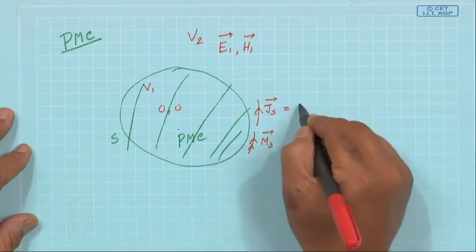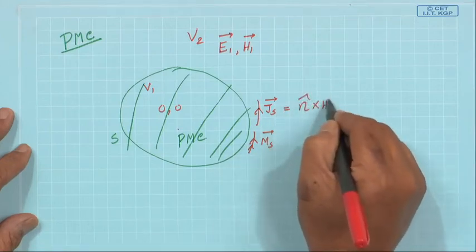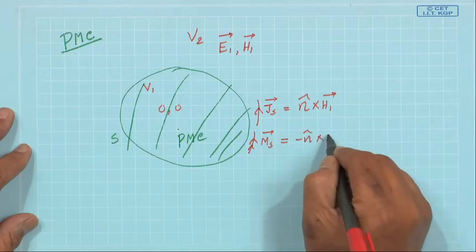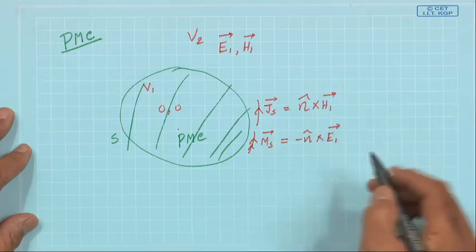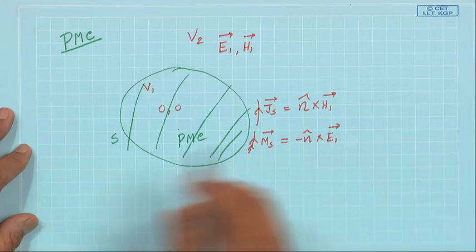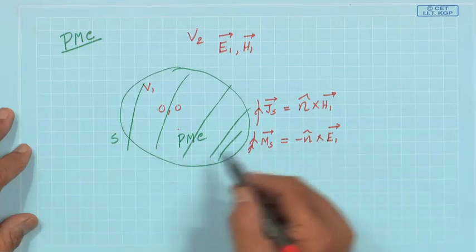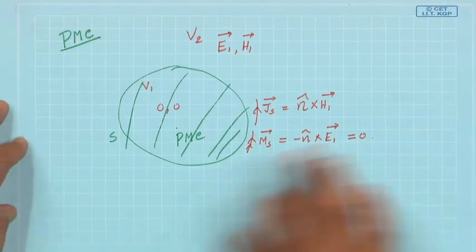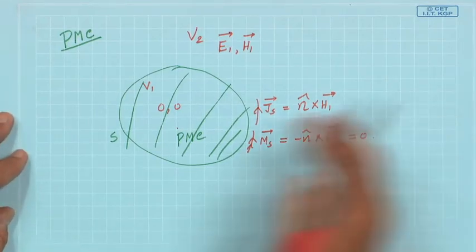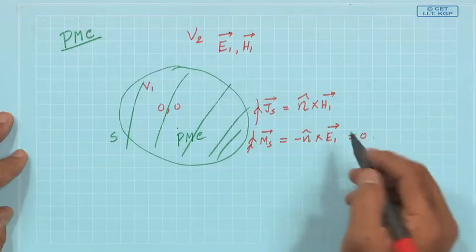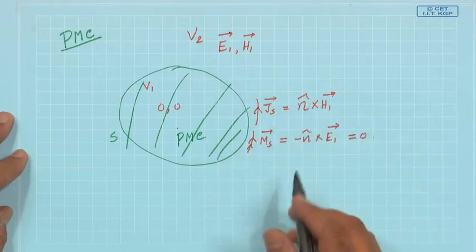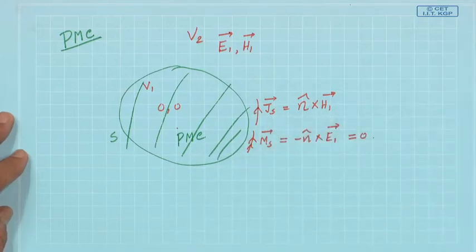Now this JS will be nothing but n cross H1, and this MS will be minus n cross E1. Just as in the PEC analogy, if I have an MS in front of a PMC, actually it will be 0. The same way you can consider another point here and then, invoking reciprocity, this can be proved. So I do not have an MS, I have simply a JS. Now this JS radiates in the presence of a PMC, which is difficult to evaluate.